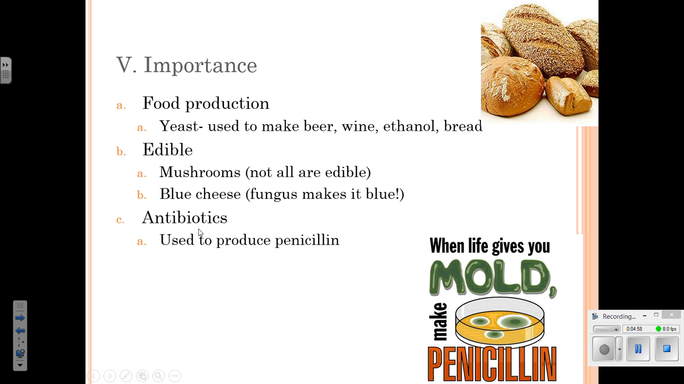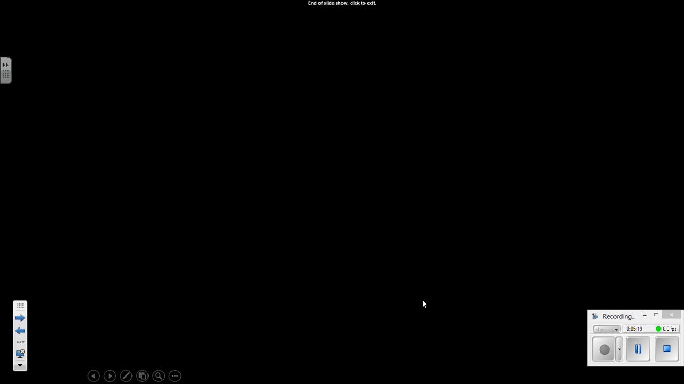And then we talked about this in the last set of slides: antibiotics are also a fungus. So we use that to make kind of the number one antibiotic, which is penicillin. It's used to cure all sorts of different types of bacterial infections that can happen in the human body. And that is it for this section.